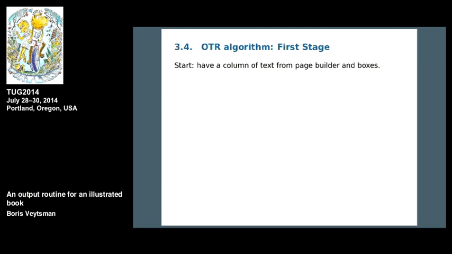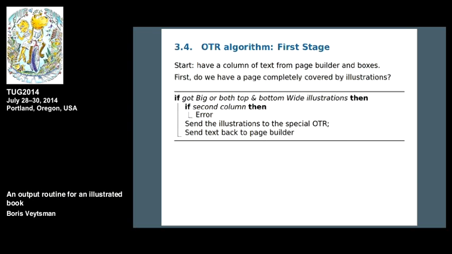Okay, let's talk a little bit about the algorithm. First stage, I have my column of text. What do I need? First, there could be a situation when I really don't need to output any text. How could it happen? It could happen if I have one big illustration. Remember, a big illustration is one which takes the page completely and I don't need to put any text here. Or I could have two wide illustrations, one after another.